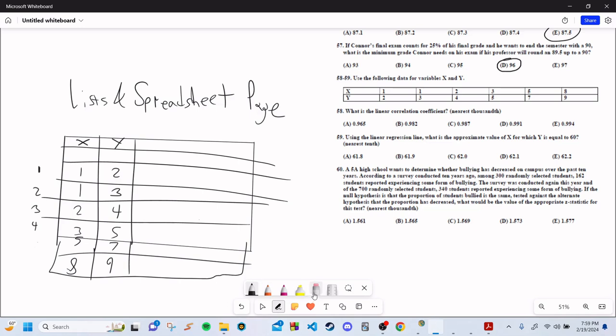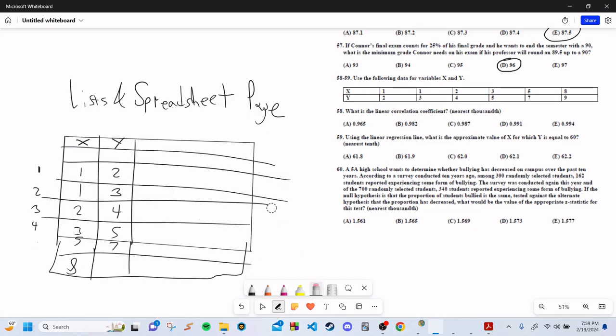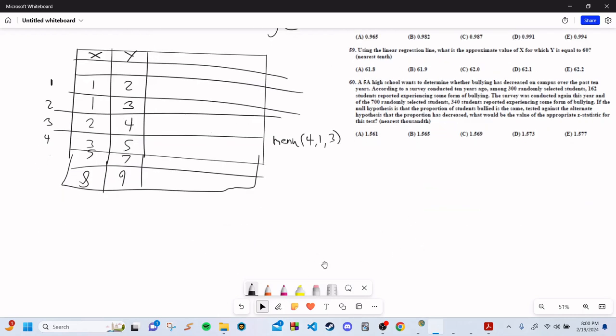And then after that, you're going to do menu 4, 1, 3. So that will do a linear regression. Then you're going to get a dialog box.